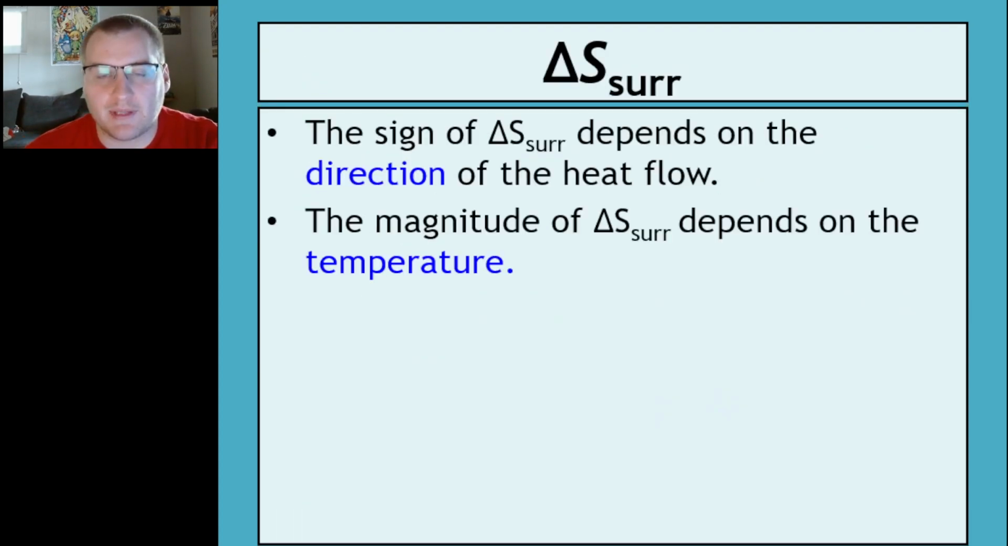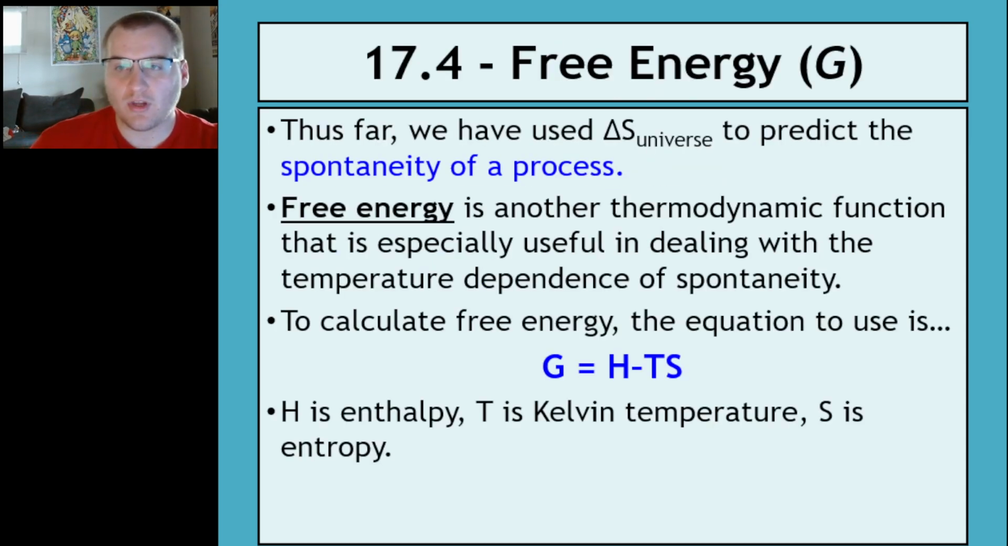Now, here's the enthalpy of the surroundings. The sign of the enthalpy of the surroundings depends on the direction of the heat flow. So whichever way the heat is traveling, the entropy will increase or decrease in the same direction. The magnitude of the entropy of the surroundings depends on temperature, which we need for this equation.